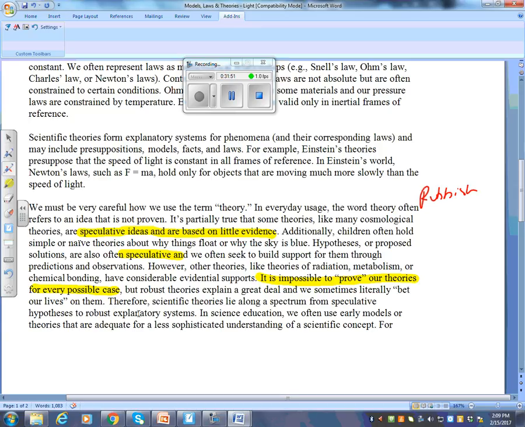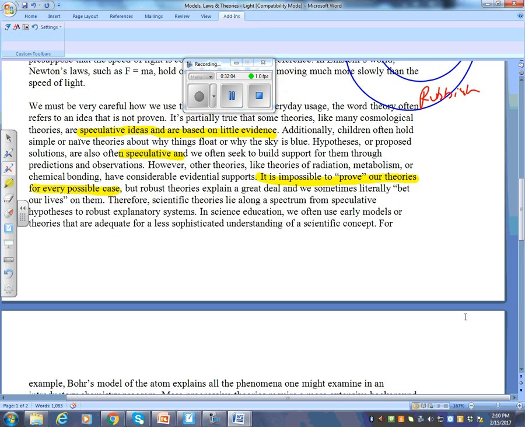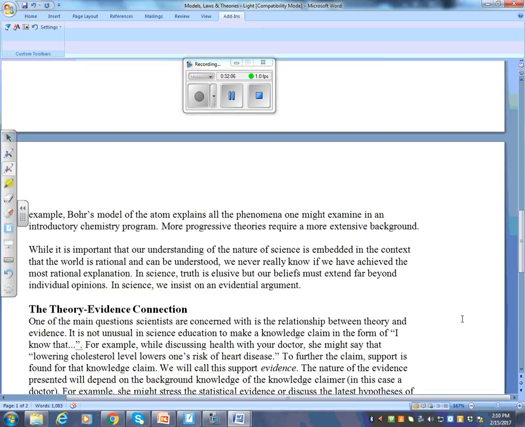Therefore, scientific theories lie along a spectrum from speculative hypotheses to robust explanatory systems. In science education, we often use early models or theories that are adequate for a less sophisticated understanding of a scientific concept. For example, and I hate to tell you this, Bohr's model of the atom explains all the phenomena that one might examine in an introductory chemistry program. More progressive theories require more extensive background. In other words, the Bohr model is not exactly the way it really looks.